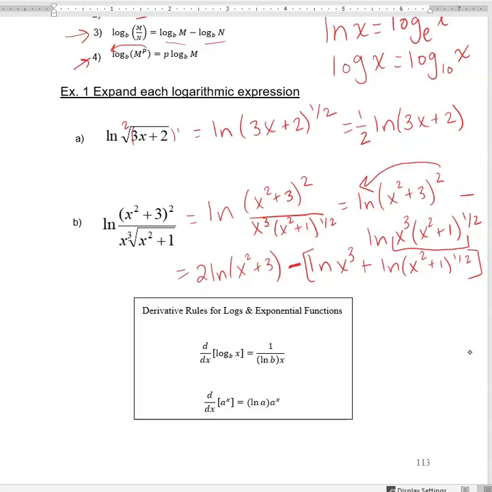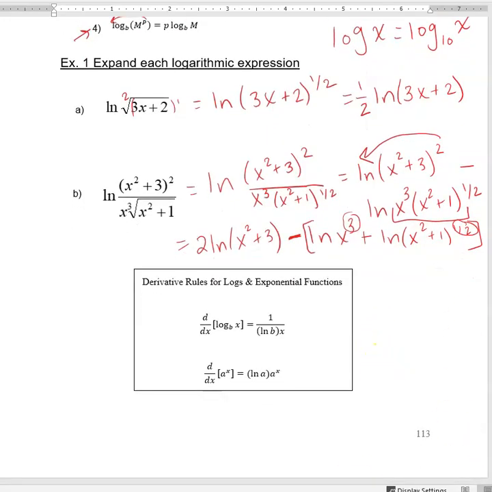And also notice now that you've got an exponent here and an exponent here. Those can move to the front of their respective logs. So let me come down here and write, we end up with 2 times the natural log of x squared plus 3 minus 3 times the natural log of x minus 1/2 times the natural log of x squared plus 1. And I think that's as far as we can go with all of that.